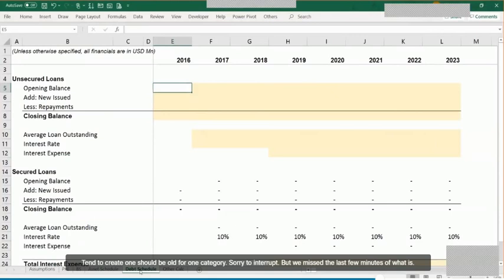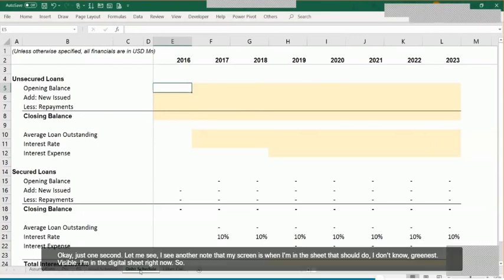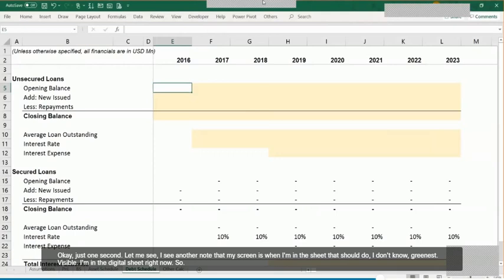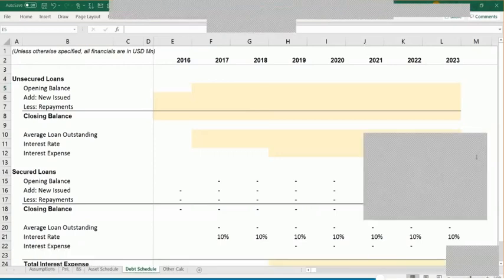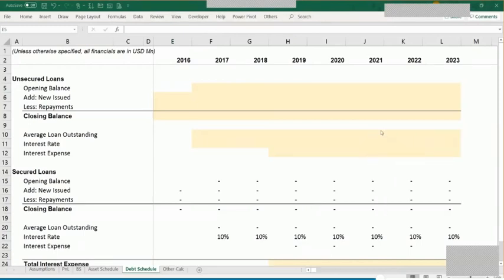Amardeep, sorry to interrupt, but we missed out the last few minutes of what you spoke. Okay, just one second. Let me see. I see another note that my screen is frozen. I'm in the sheet debt schedule. I don't know if the screen is visible. I'm in the debt schedule sheet. Right now it's visible, but in between it was not visible and we couldn't hear you. Okay, fine, fair enough.